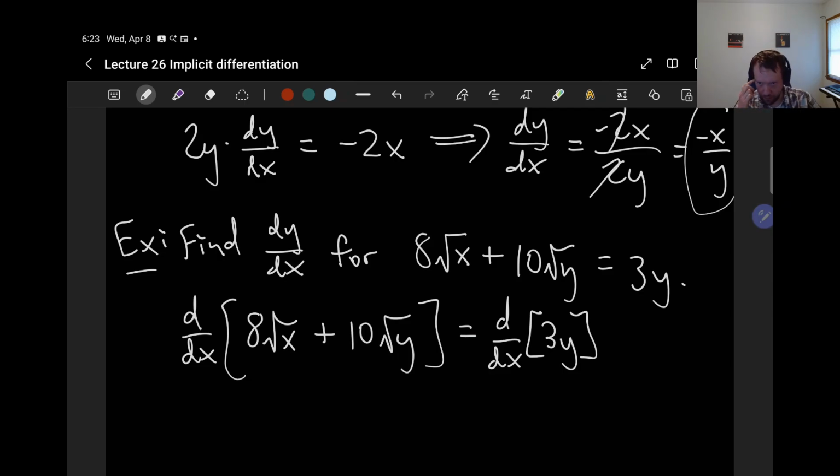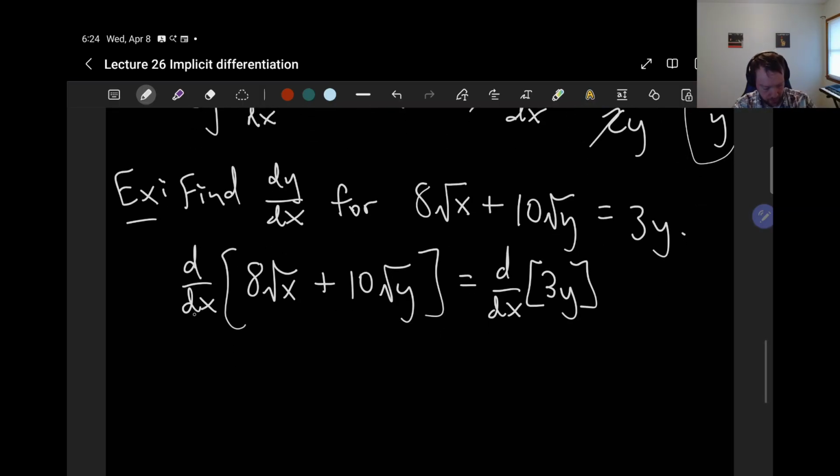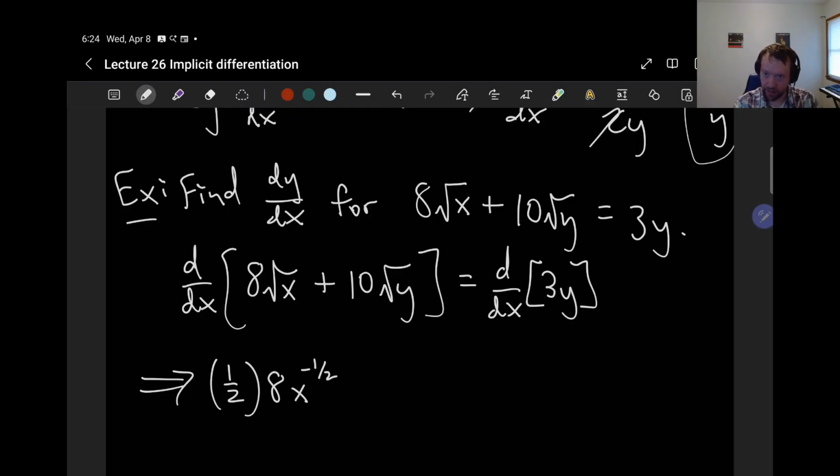And whenever I encounter a y, I will first take its derivative like normal, but then multiply by dy/dx, because that's chain rule. But when I encounter an x like this, there's no dy/dx that shows up. It's just taking a normal derivative. So doing power rule here, remember that the square root of x is the same thing as x to the 1/2. And when I subtract 1 from that power, that's negative 1/2 left.